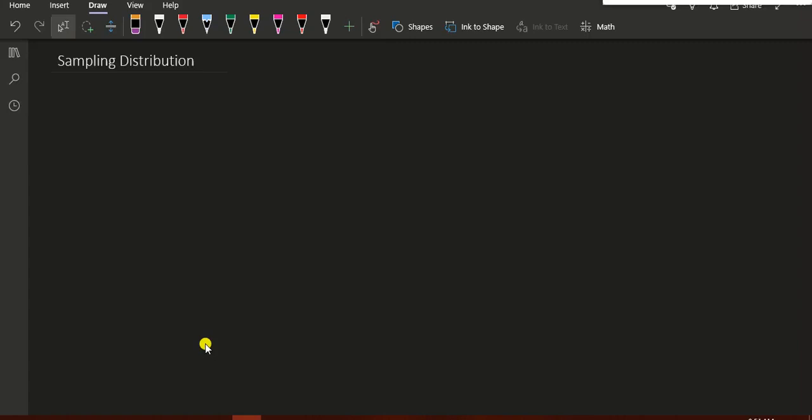Hello everyone. Today we are going to talk about sampling distribution, which is a very important concept in inferential statistics. We can say that it is the fundamental concept in inferential statistics.